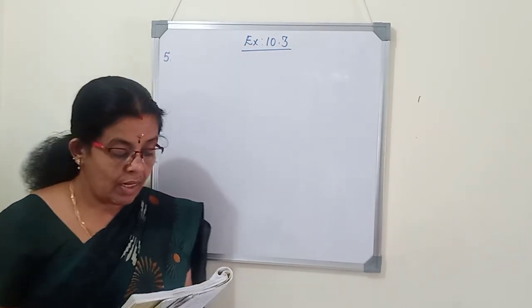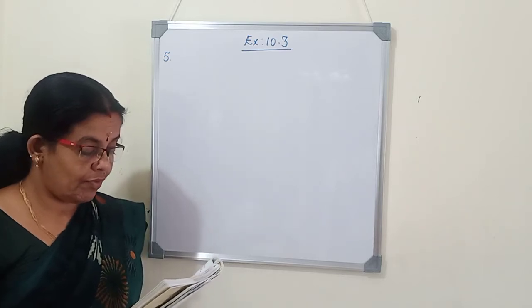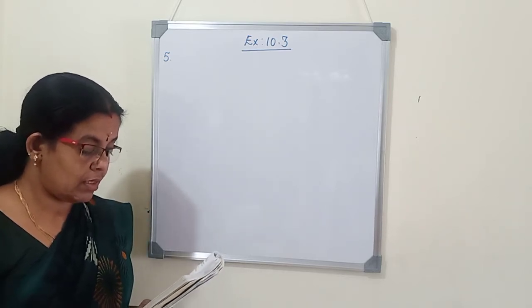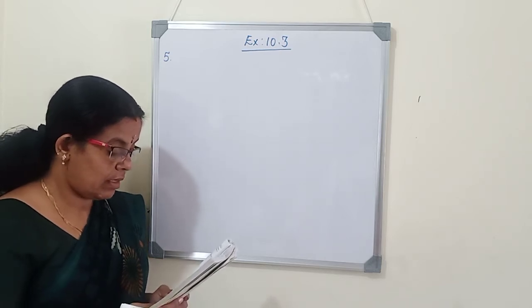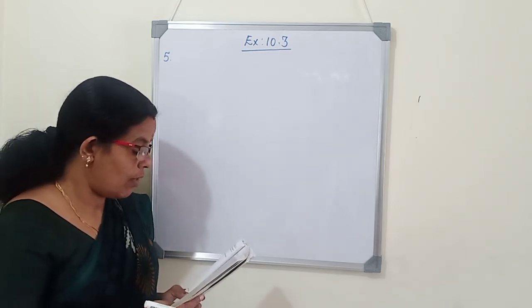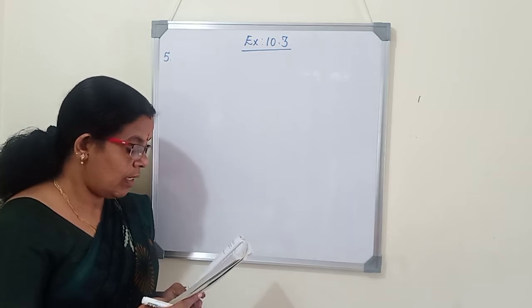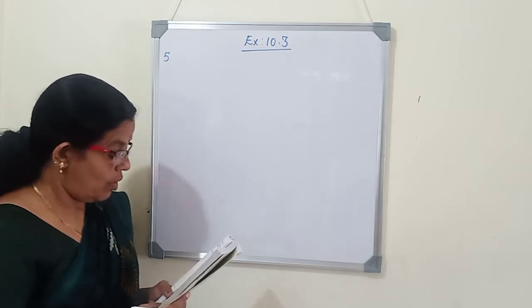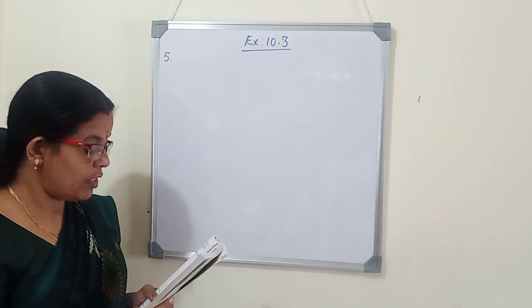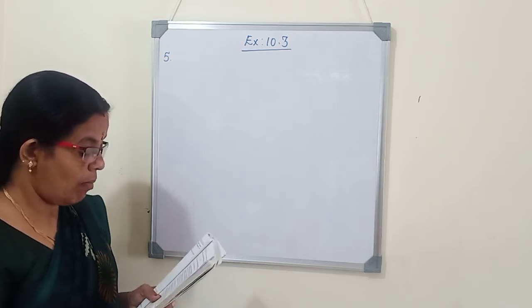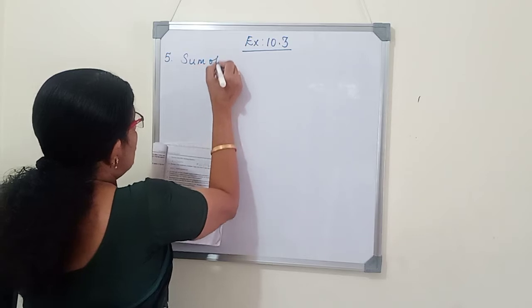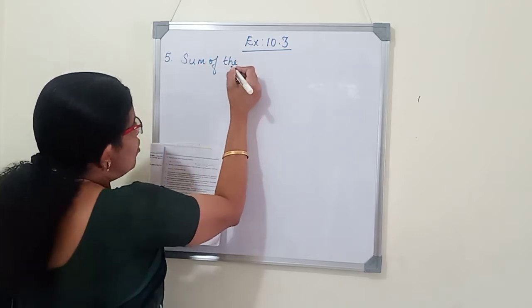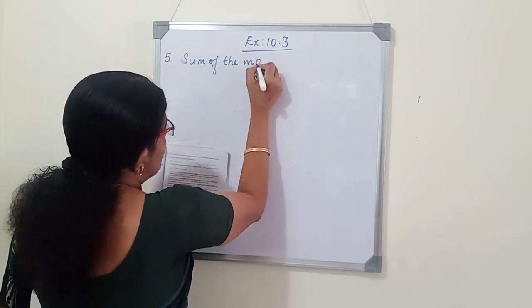Fifth question. In a class test, the sum of Shefali's marks in Maths and English is 30. Had she got 2 marks more in Maths and 3 marks less in English, the product of their marks would have been 210. Find her marks in the 2 subjects. So in a class test, the sum of Shefali's marks in Maths and English is 30. So sum of the marks, English and Maths together she got 30 marks.